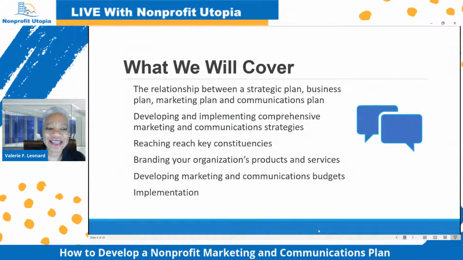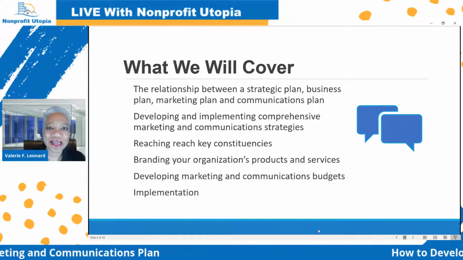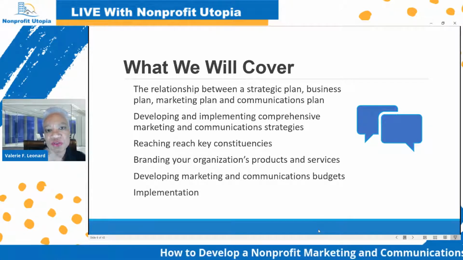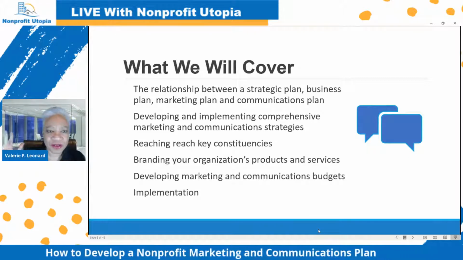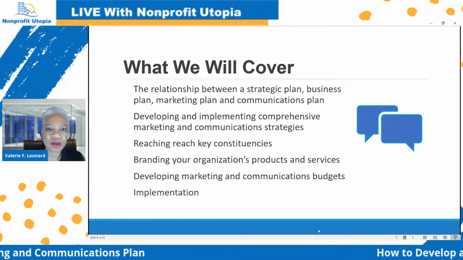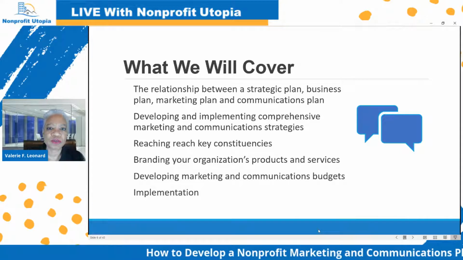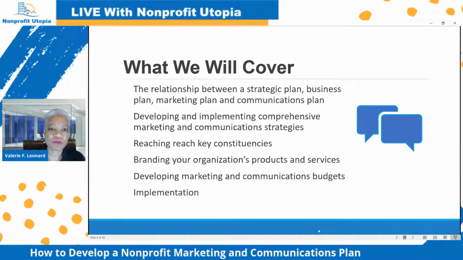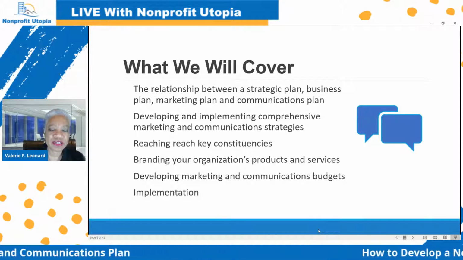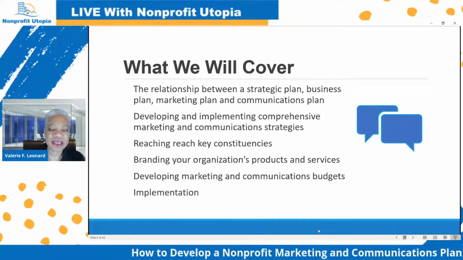Alrighty, so we've got a lot to cover today. We're going to be talking about the relationship between a strategic plan, a business plan, a marketing plan, and a communications plan. As you notice, all of this stuff needs to flow together. Otherwise, you're not going to be able to communicate your message in a coordinated fashion. You'll be all over the place in terms of what your communications are to different people. And that makes it very difficult for people to know what it is you do, what you stand for, and how they can use your services.